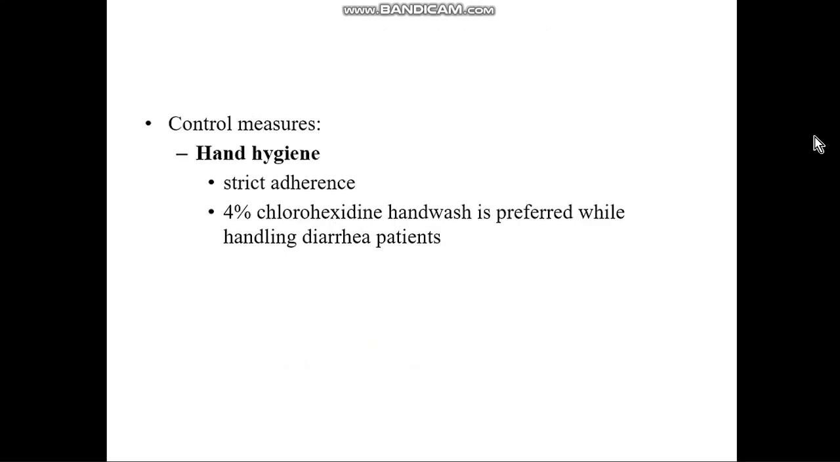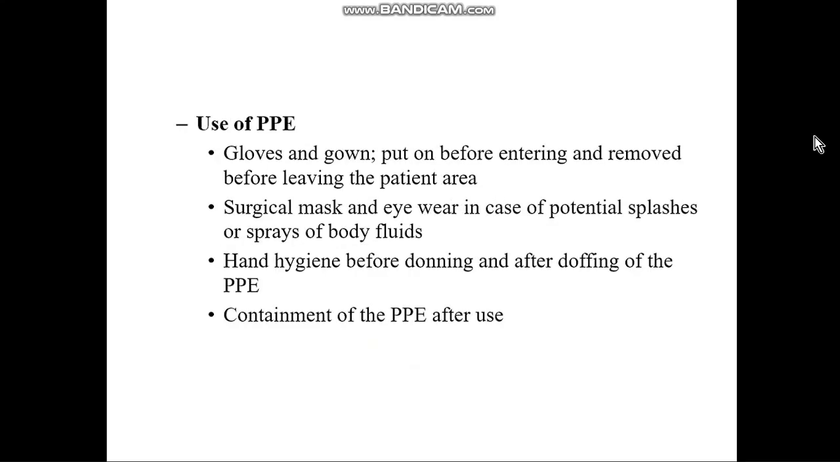Control measures are hand hygiene. As we have already discussed, hand hygiene is considered the most important element of standard precautions. So strict adherence is always suggested, and 4% chlorhexidine hand wash is preferred while handling diarrhea patients, as we discussed earlier. And use of PPE like gloves and gowns before entering, and they should be removed before leaving the patient area. Surgical masks and eye wear, and hand hygiene before donning and after doffing the PPE.